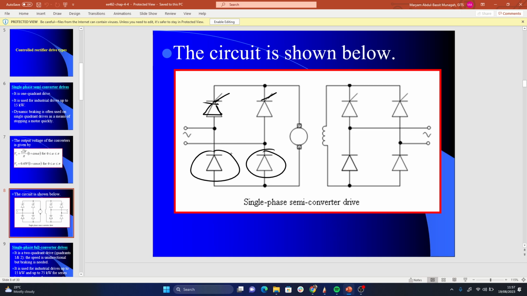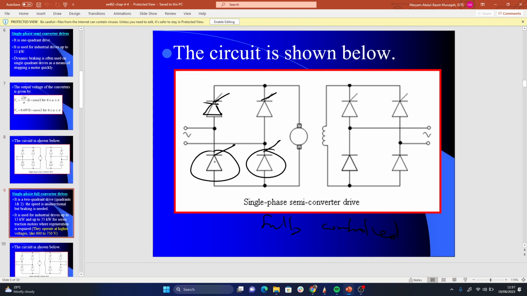So you can just tell that if I fire these two, then I'll get fully controlled. That's all there is to add. But this is semi, so without it, it is semi-controlled. Single phase semi-controlled rectifier.